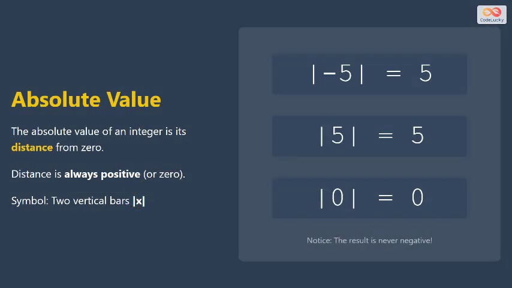This brings us to the concept of absolute value. Absolute value asks the question, how far is this number from 0? Because distance is a physical measurement, it is always positive. We use two vertical bars to show this. So, the absolute value of -5 is simply 5, because it is 5 steps away from 0.